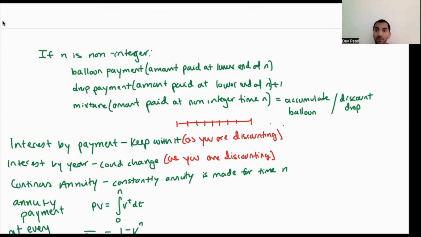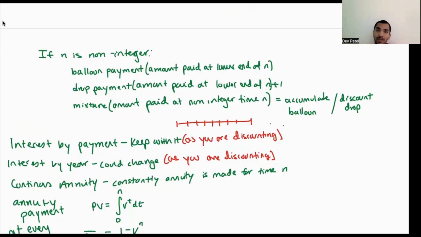The first approach is what we call a balloon payment, and that's essentially paying the amount at the floor of the number. So let's say we get to 14.7, then we pay the amount at n equals 14. And so again, how do we calculate that? Same thing. We just discount it back to the present value, set up our equation, make sure we're comparing at the same comparison date, and then we are able to calculate the balloon payment.